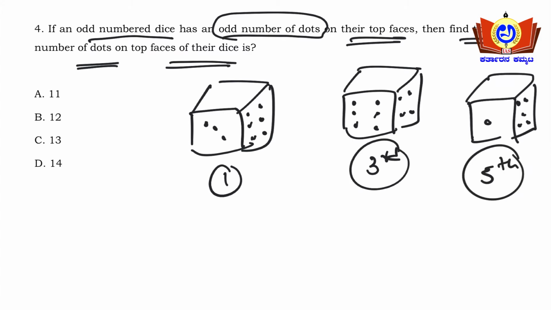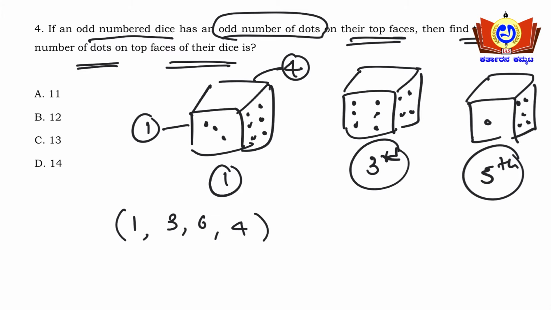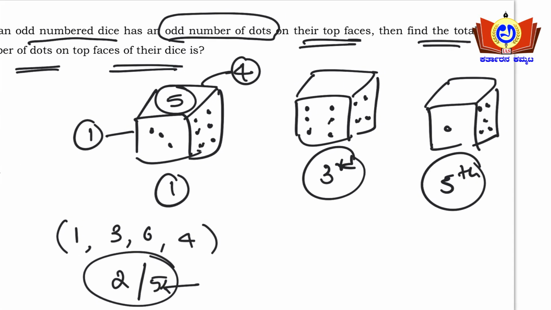If an odd number dice has an odd number of dots on their face, see here, 6 is there means on this side it will be 1, and 3 is there means 4 will be on the opposite side. So 1, how many dots have been finished? 1, 3, 6 and 4. So either it should be 2 or it should be 5. So the condition says that odd number of dots, odd number means 5, so this will be 5 here. So in the second dice, 6 is there, the opposite face will have 1, and 4 is here, and the opposite face will have 2.